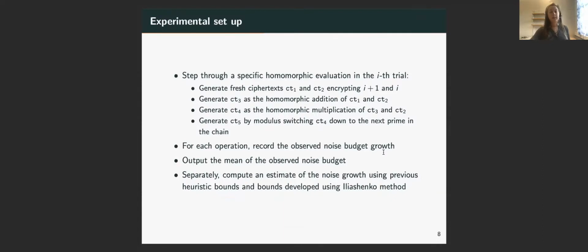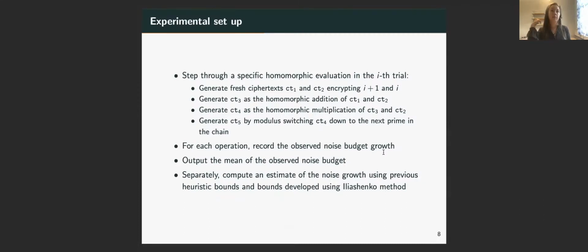And so that's how we get the heuristic bounds. How about how we get the experimental bounds? We choose to have a specific homomorphic evaluation for both schemes, and we run this over many trials.